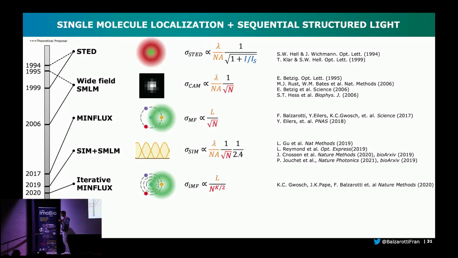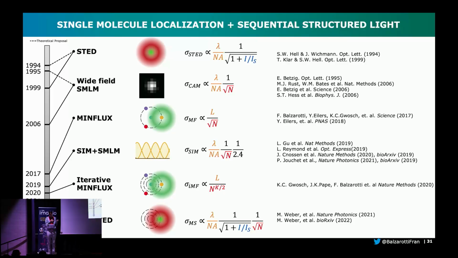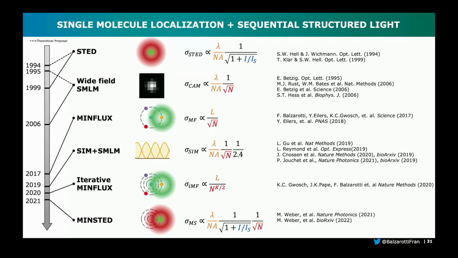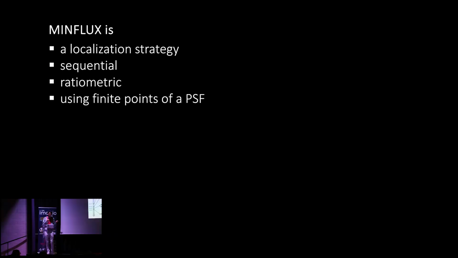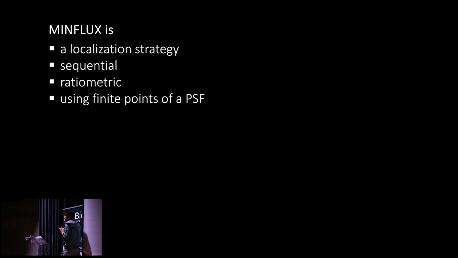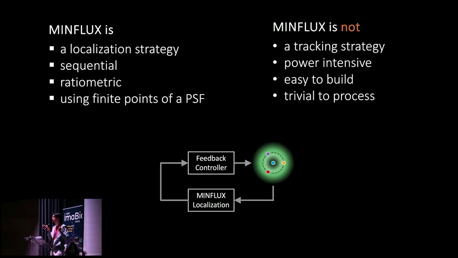We have the MINFLUX. There's the SIM plus SMLM. I don't know how to call it. There are many acronyms for that. This is outdated, by the way. Maybe I don't have the right papers. Interactive MINFLUX also is another version of this, another flavor. And finally, MINSTED is a sequential approach as well, where instead of exciting with a donut beam, you excite with the effective PSF of a STED microscope, basically. So a narrower Gaussian. You can play with that. So bottom line, MINFLUX is a localization strategy. It is sequential. It is ratiometric. It's like a triangulation.